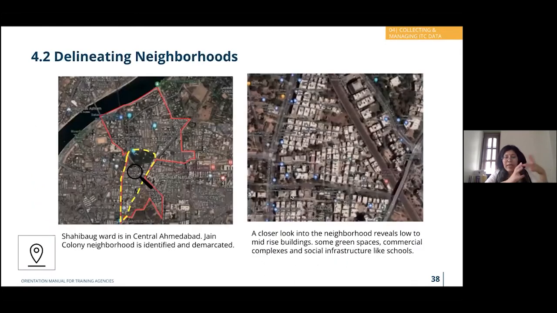So just to illustrate, this is Ahmedabad, right? So ये शाही बाग एक ward है अहमदाबाद में, East Ahmedabad में है. This is Sabarmati River. So that ward boundary is an identified ward boundary, right? But then we can go deeper and then we can understand that Shahi Bagh mein, let's say Jain Colony is a neighborhood which is identified as a very distinct area.